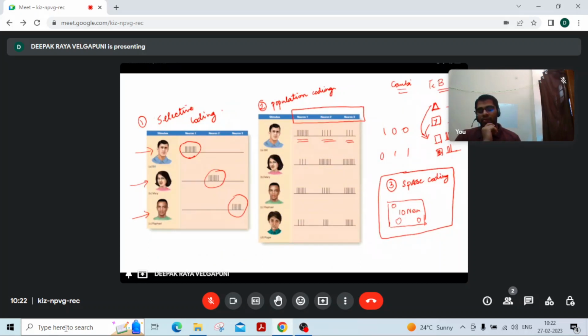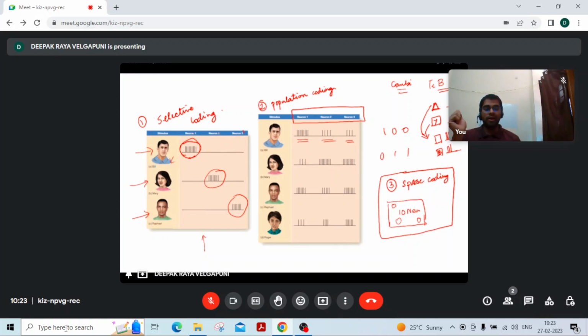There is a type of coding called selective coding. What I mean by selective coding is, for every object you have a particular neuron that is responding. Like you have a set of three neurons, and each neuron responds to one particular person or one particular object. This way your neurons are able to identify which person you're seeing or interacting with. But this seems to be inefficient, because it requires a neuron to represent every object, and the number of neurons required just goes very high.